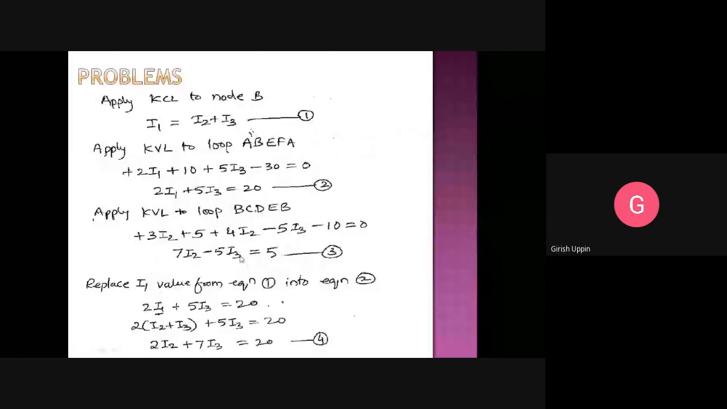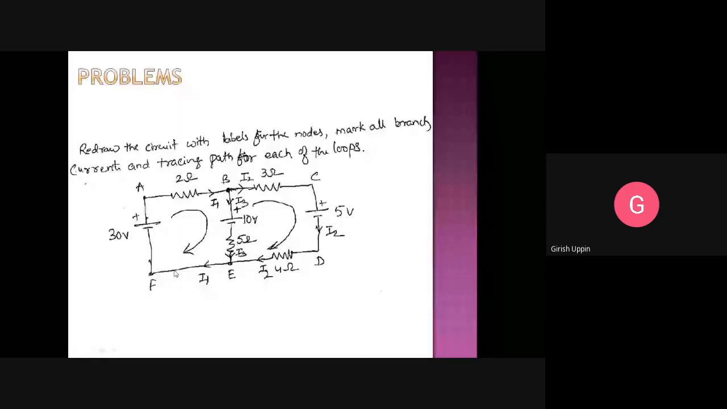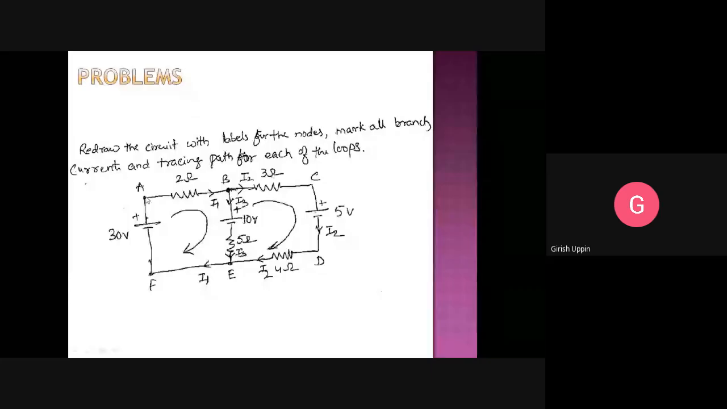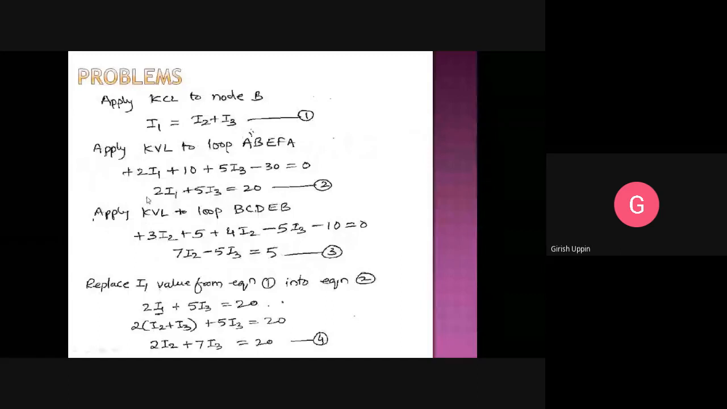And you will come back to node E, F. Now you are coming and hitting the negative plate of an EMF source. This value will be taken as a negative value, that is minus 30. And you come back to the node A. We are done with all the components in the loop. Then you will say equals 0. Just do the simplification if possible. 2I1 plus 5I3, 10 minus 30 is minus 20. So minus 20 is taken to the right side, 20. So this is the second equation. This is the first equation, and this is the second equation.